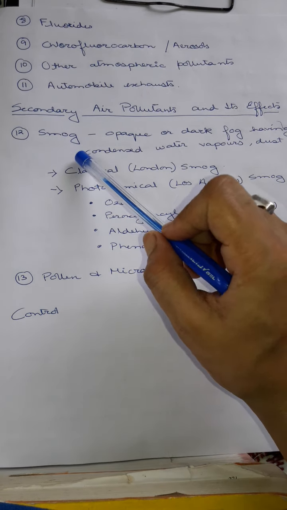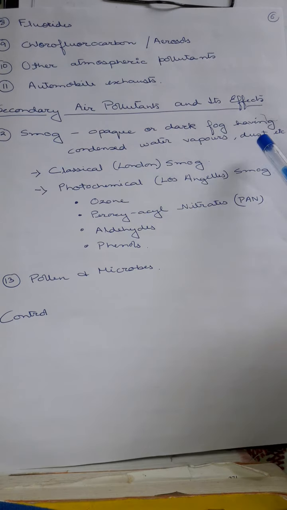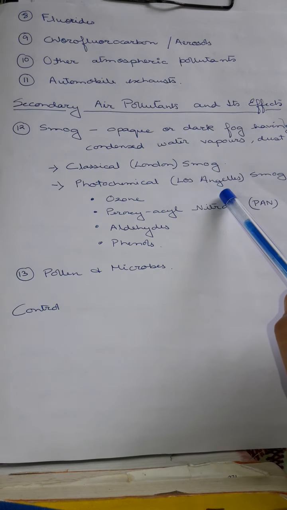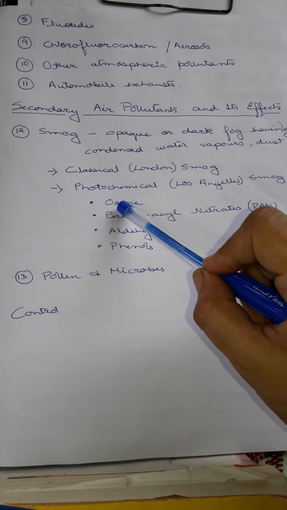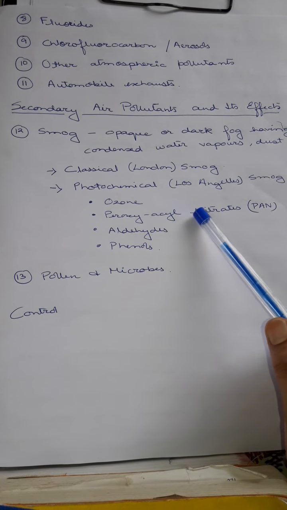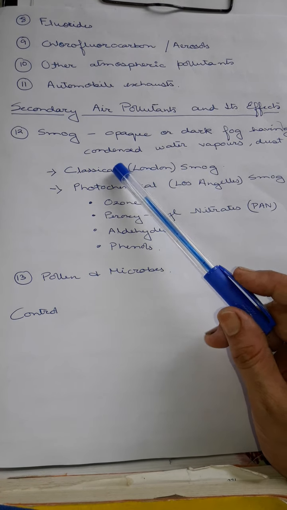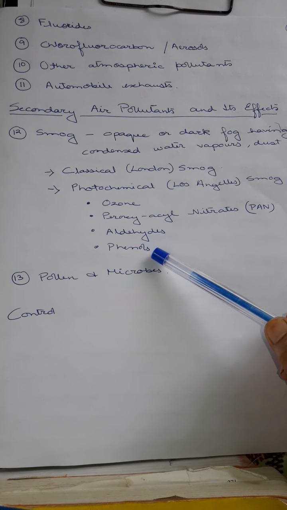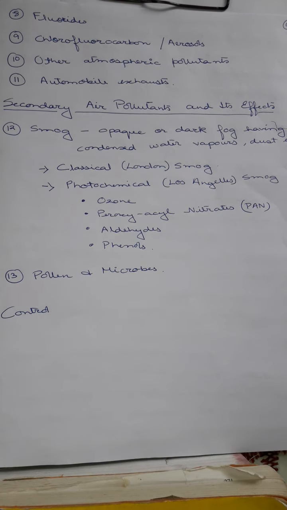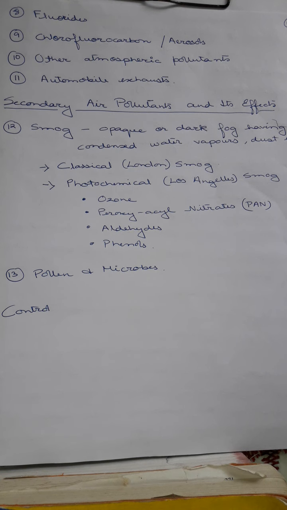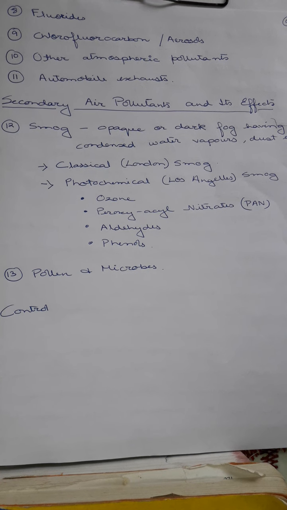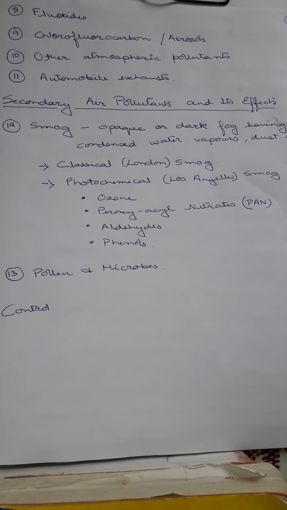Secondary pollutants are like smog. Smog means an opaque or dark fog having dense condensed water vapor and dust. This smog can be either classical smog, also known as London smog, or photochemical smog, also known as Los Angeles smog. Now the various oxidants of photochemical smog are ozone, peroxyacyl nitrates, which is also called PAN, aldehydes and phenols. Along with them, pollens and microbes are also there, which cause harmful effects and are secondary pollutants of air pollution. So all these primary and secondary pollutants, you have to memorize them properly.